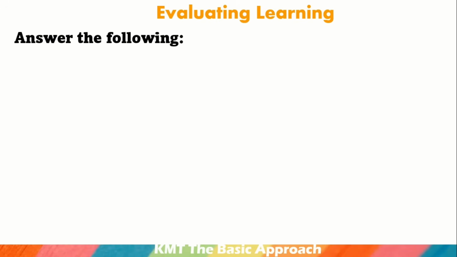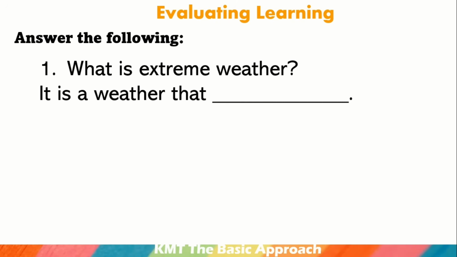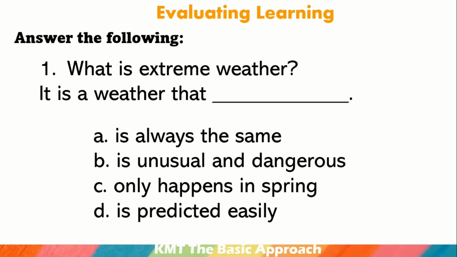Evaluating learning. Answer the following. Number 1. What is extreme weather? It is a weather that blank. A, is always the same. B, is unusual and dangerous. C, only happens in spring. D, is predicted easily. What is the correct answer? Good job! The correct answer is letter B, is unusual and dangerous.